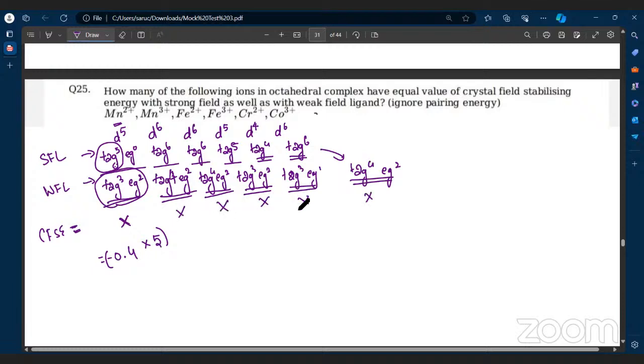Got this question? If I have the same configuration for both, then I can get the same CFSE, ignoring the pairing energy. So therefore, it is not going to be the case over here. Okay, got this question? Yes.